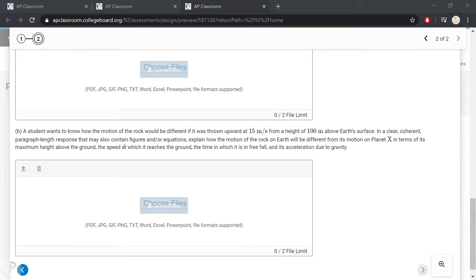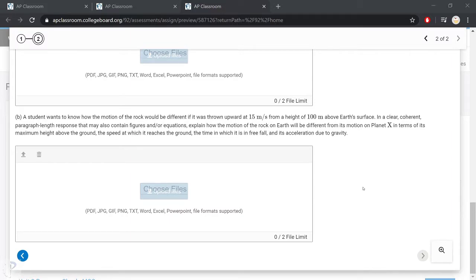A student wants to know how the motion of the rock would be different if it was thrown upward at 15 meters per second on Earth. Explain how the motion of this would be different on Earth. So we have to compare maximum height, the speed at which it reaches the ground, the time, and the total time. So a problem that involves everything.